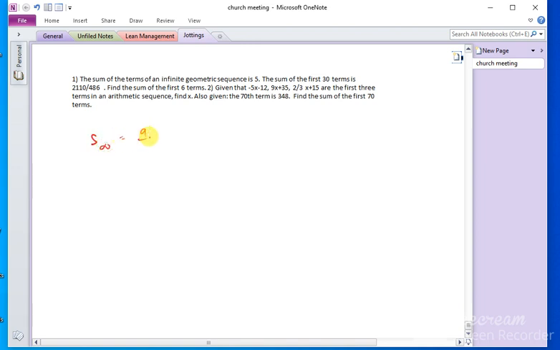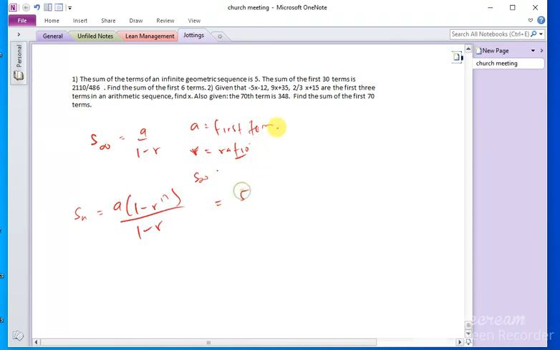The sum to infinity is a over 1 minus r, where a is the first term and r is the ratio. We also know that the sum of a GP is a open bracket 1 minus r to the power n over 1 minus r. So say the first term is 5.